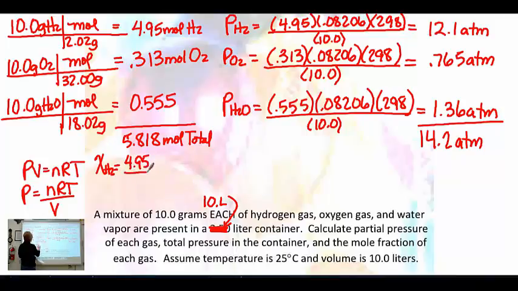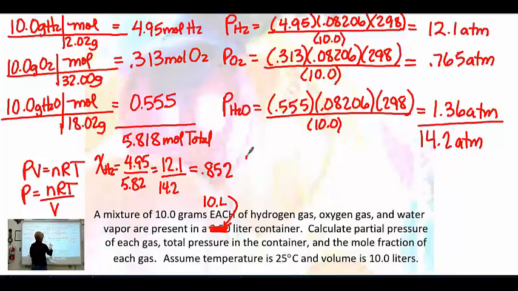And then for the mole fraction of each, the mole fraction of H2 equals 4.95 over 5.82. It also equals 12.1 over 14.2. I can either use my mole over total mole or pressure over total pressure, and I get my mole fraction of H2 is 0.852.